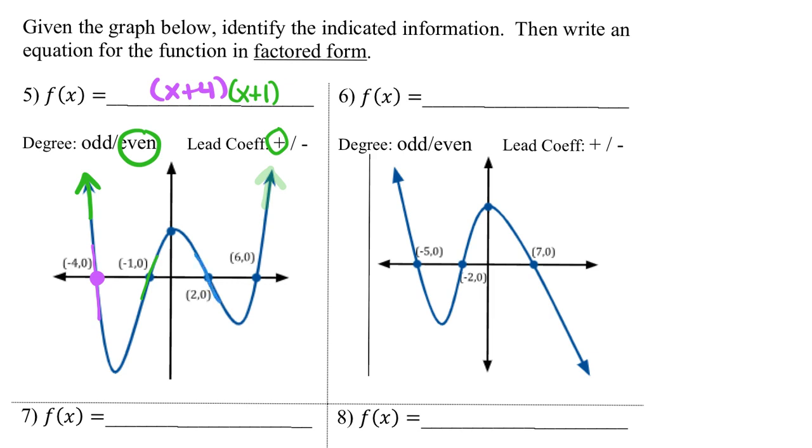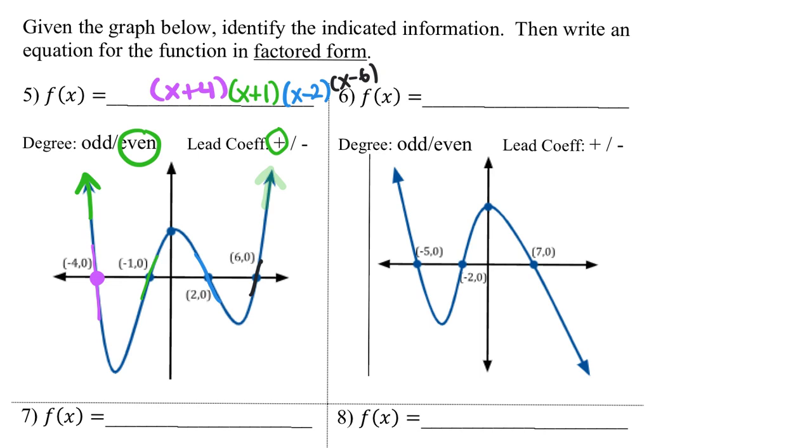Okay, what's it doing at x is 2? It's passing through. X minus 2. And then at x is 6, it's also passing through. X minus 6. Okay, let me check this to make sure it's even and positive. So if I do x times x times x times x, I get x to the 4th. That's even. Is it positive? It's positive x to the 4th. If it wasn't positive, I could put a positive number in the front to make it positive.